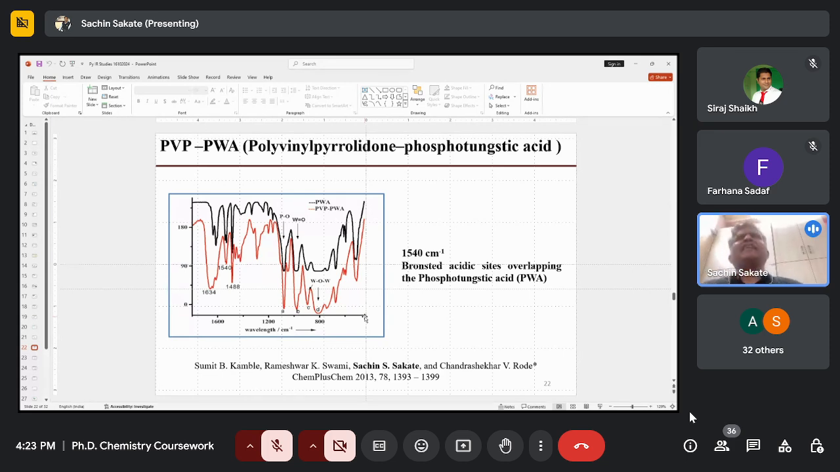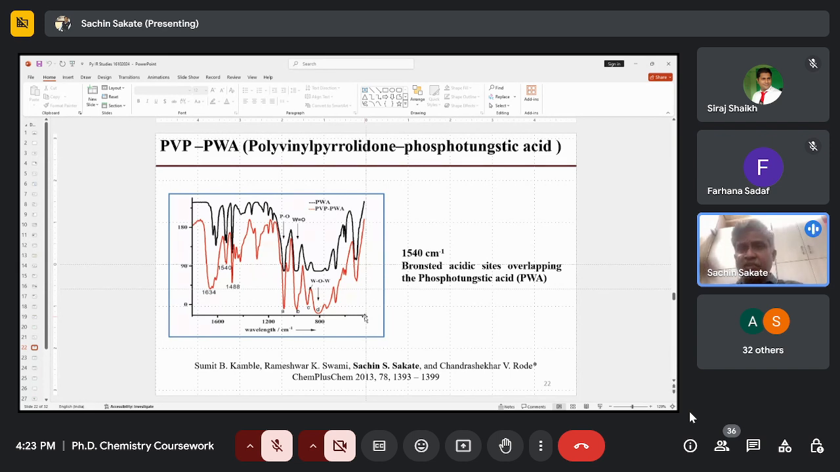Another example is best. This is the best material, that is polyvinyl pyrrolidone. This paper is in ChemPlusChem. So PVP PWA, that is polyvinyl pyrrolidone and phosphotungstic acid. These are the two overlaps of the pyridine spectra.